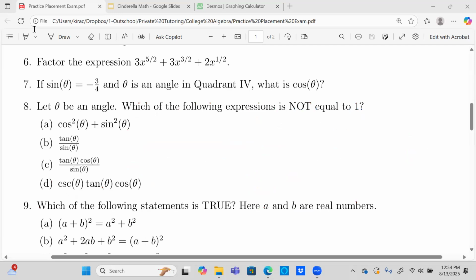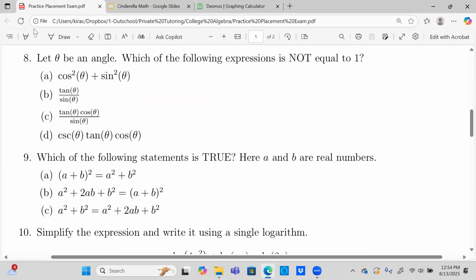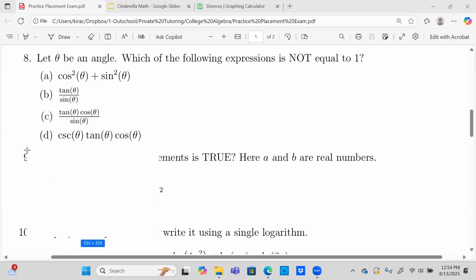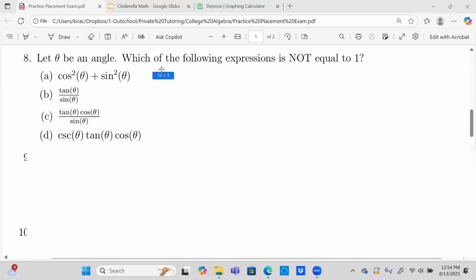Also, some trigonometry. Let theta be an angle. Which of the following expressions is not equal to 1? If you have a really strong trig background, you might just know this. Okay, but I'm going to pretend that you don't. So just make a triangle, and it does, of course, need to be a right triangle. Well, it doesn't have to be, but do it anyway. Put your theta, and then I'm going to just make up some things. Across from theta, so the opposite, I'm going to say A. The adjacent, I'm going to say B. And the hypotenuse, I'm going to say C.